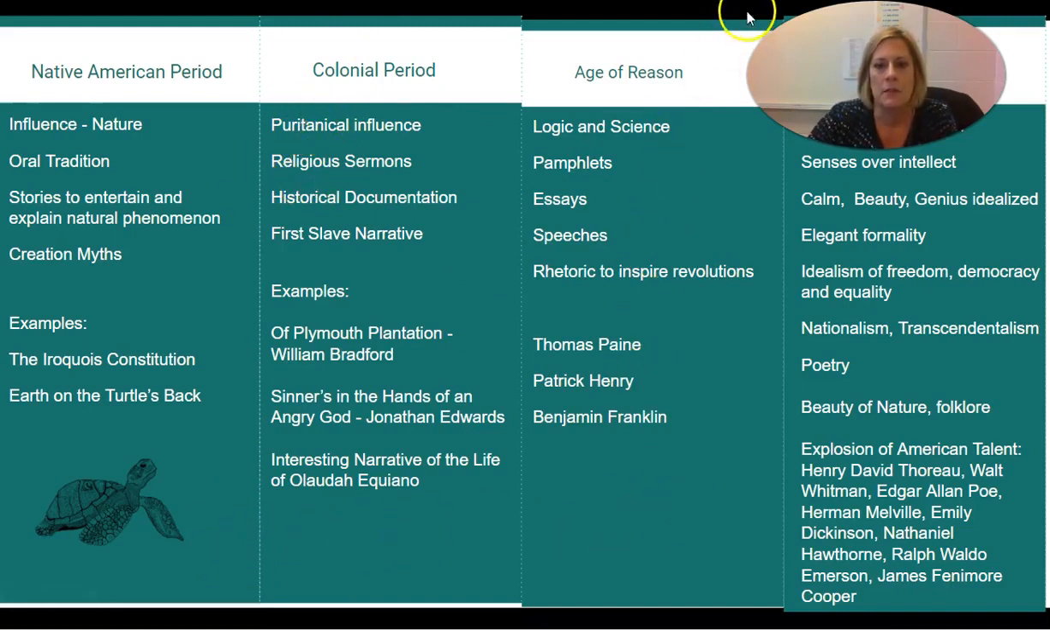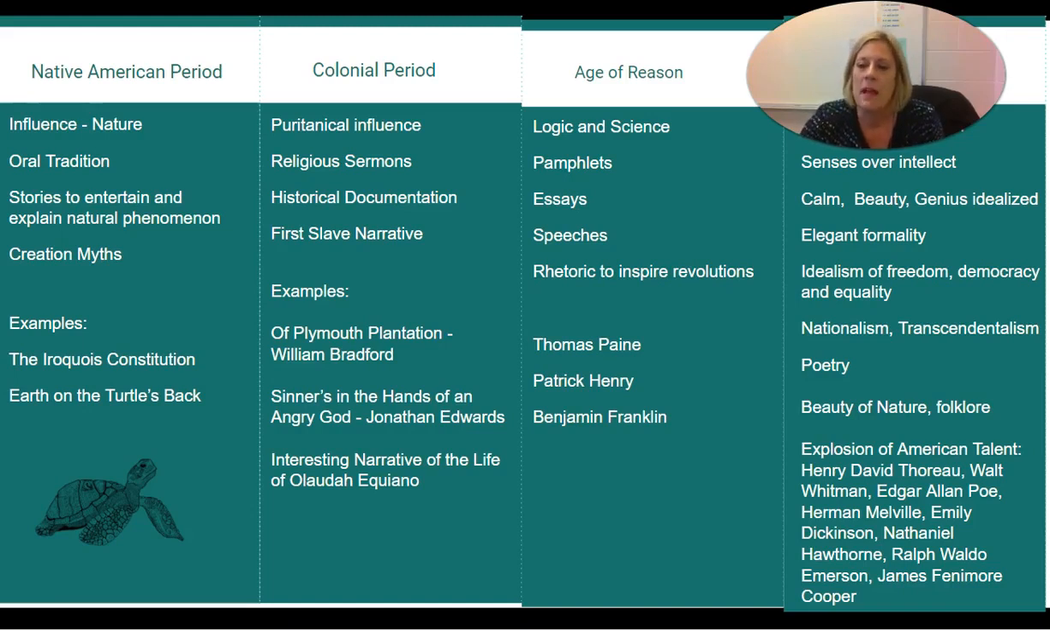The Age of Reason, which we just studied, logic and science were prevalent, and most of the works were nonfiction works that were designed to inspire revolutions, and there were revolutions around the world as well as in America, and that leads us to where we are now with Romanticism, and emotion was appreciated over reason, senses over intellect, calm, beauty, genius, idealized, everything idealized.